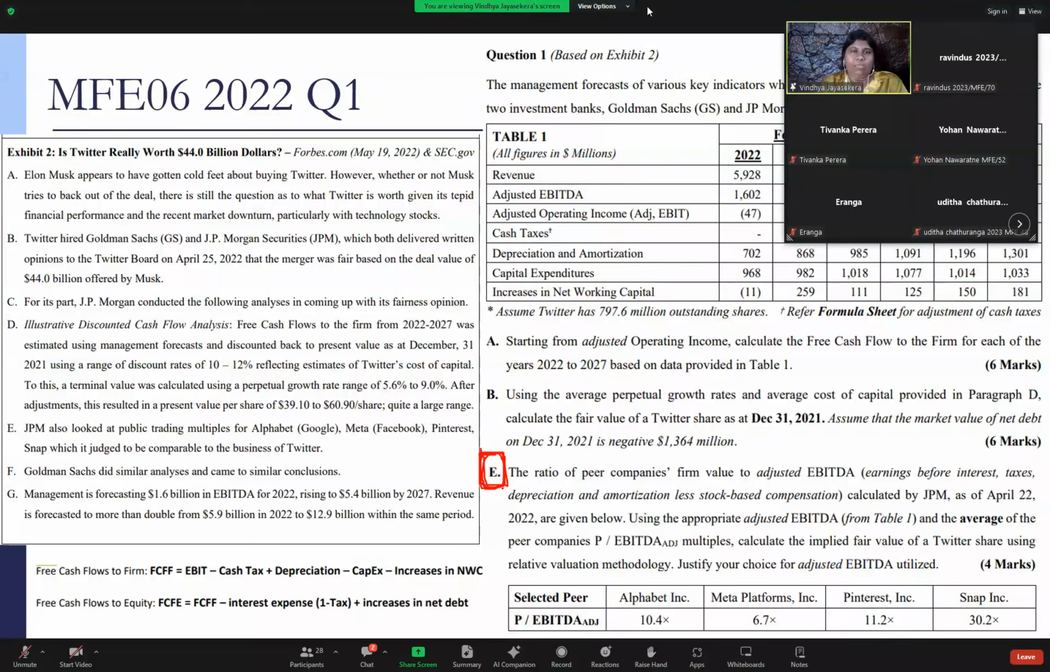And they looked at, okay, using this, let's do a relative valuation. Can you tell me how they would go about this? What is the relative valuation methodology that they would use now? How would they come up with the answer? What is the price of Twitter using relative valuation? You don't have to do the calculation. Tell me how you do it.